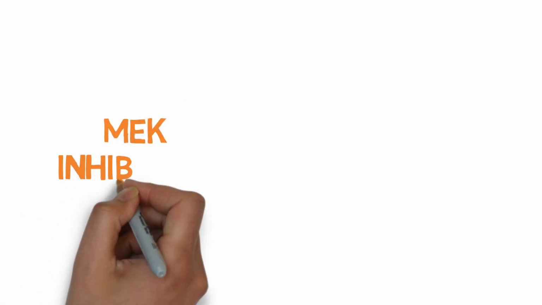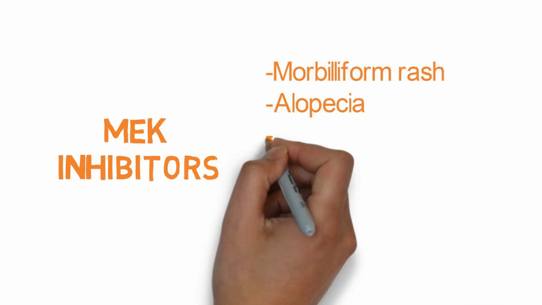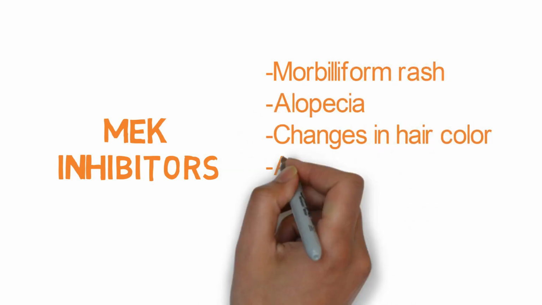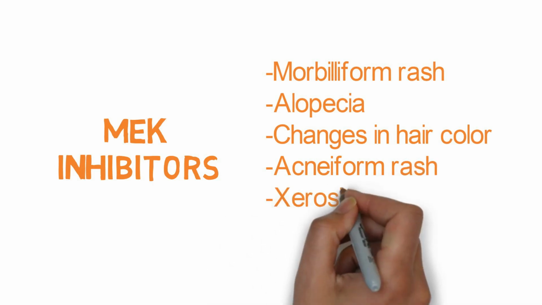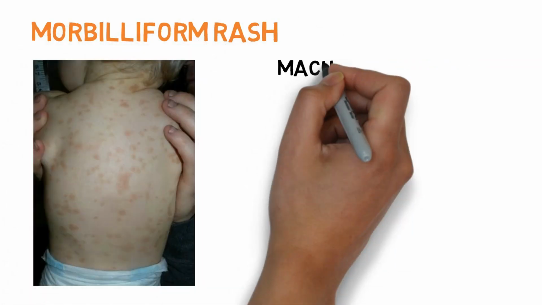For MEK inhibitors, common side effects include morbilliform rash, alopecia, changes in hair color, acneiform rash, xerosis, and paronychia. Let's go through each one by one. A morbilliform rash is maculopapular.